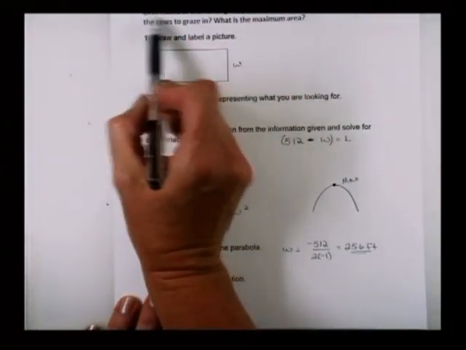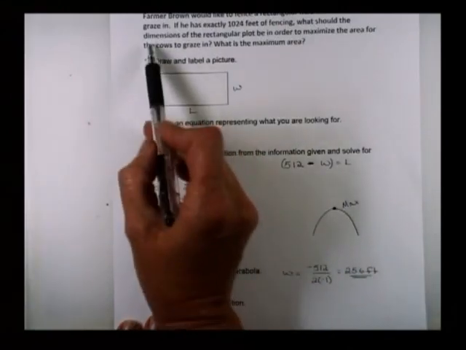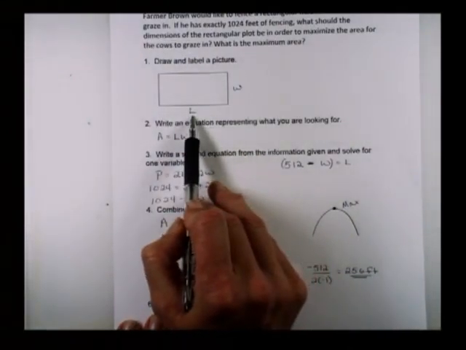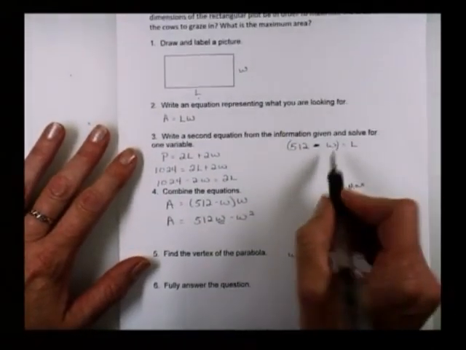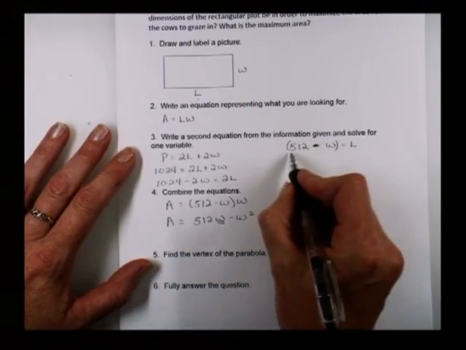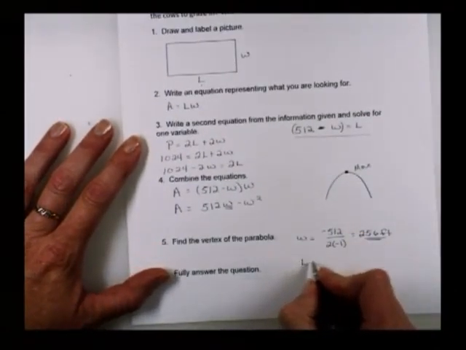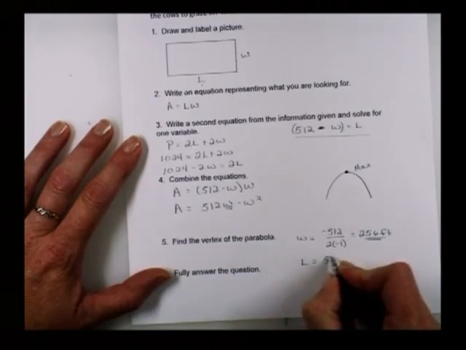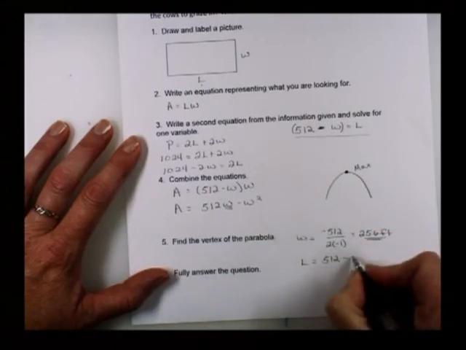What is it that they really wanted me to find? Well, they want the dimensions, both dimensions, not just width. So I need to first of all go back and find the length as well. You can plug in many different places to find length. Probably the most convenient is in this equation you found in number 3. So I'm just going to plug back in. Length is equal to 512 minus my width, which is 256.